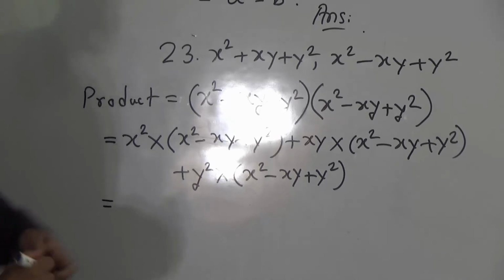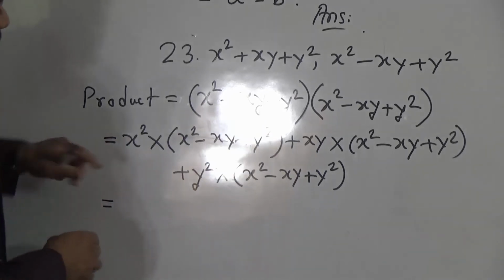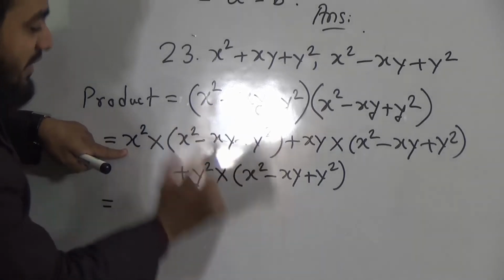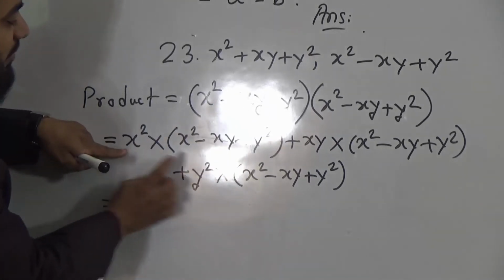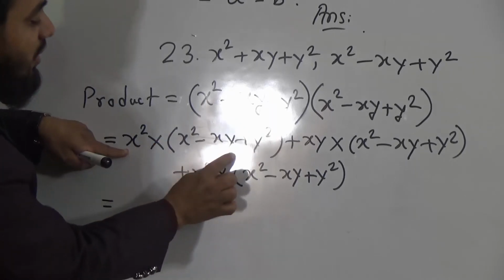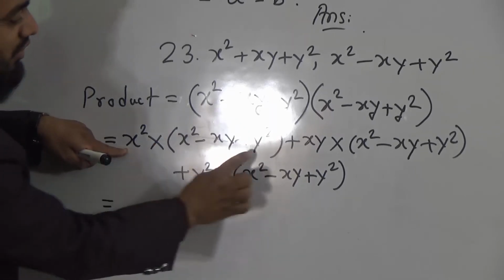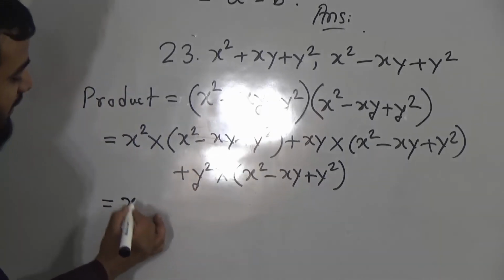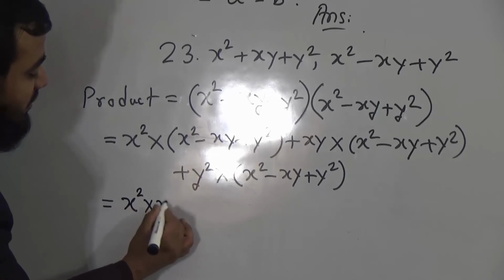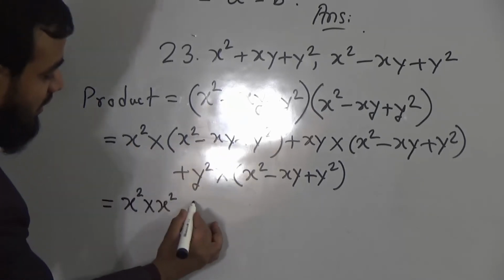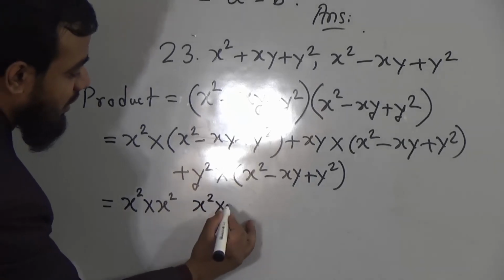As before, look, this x square is multiplied with x square minus xy plus y square. This means that x square is multiplied with x square, also x square is multiplied with minus xy, and also this x square is multiplied with y square. So we can write it down separately. Write down x square multiplied with x square. Now this x square multiplied with minus xy.